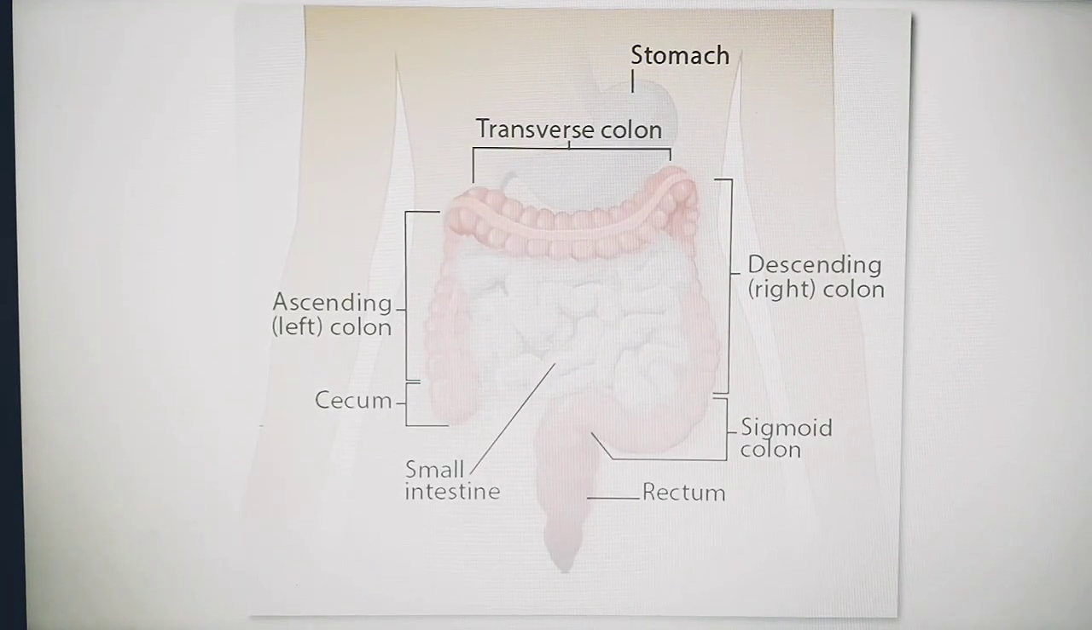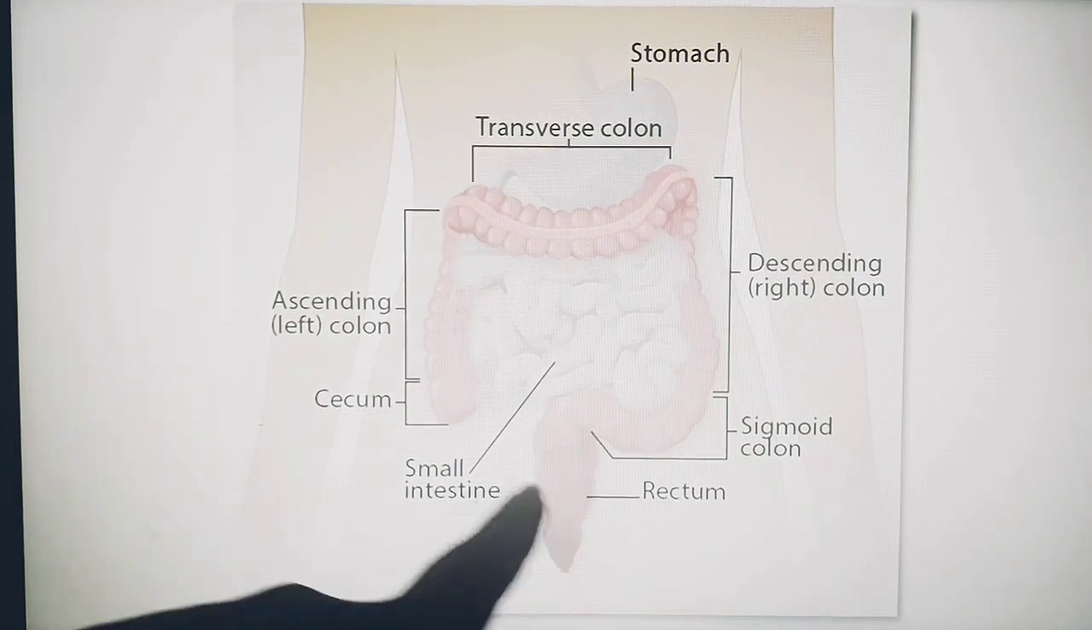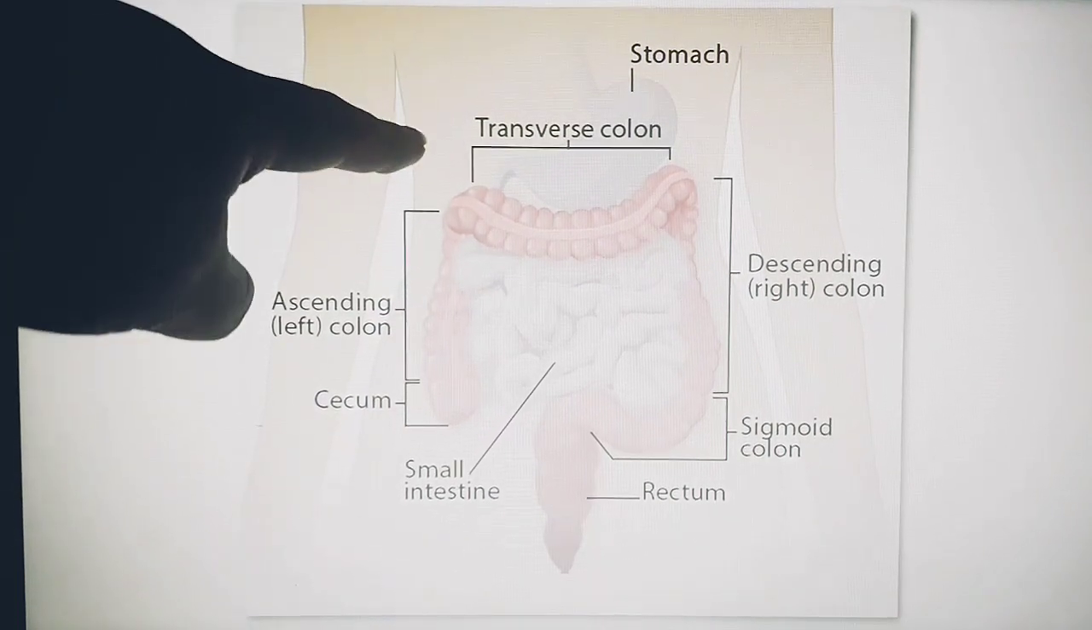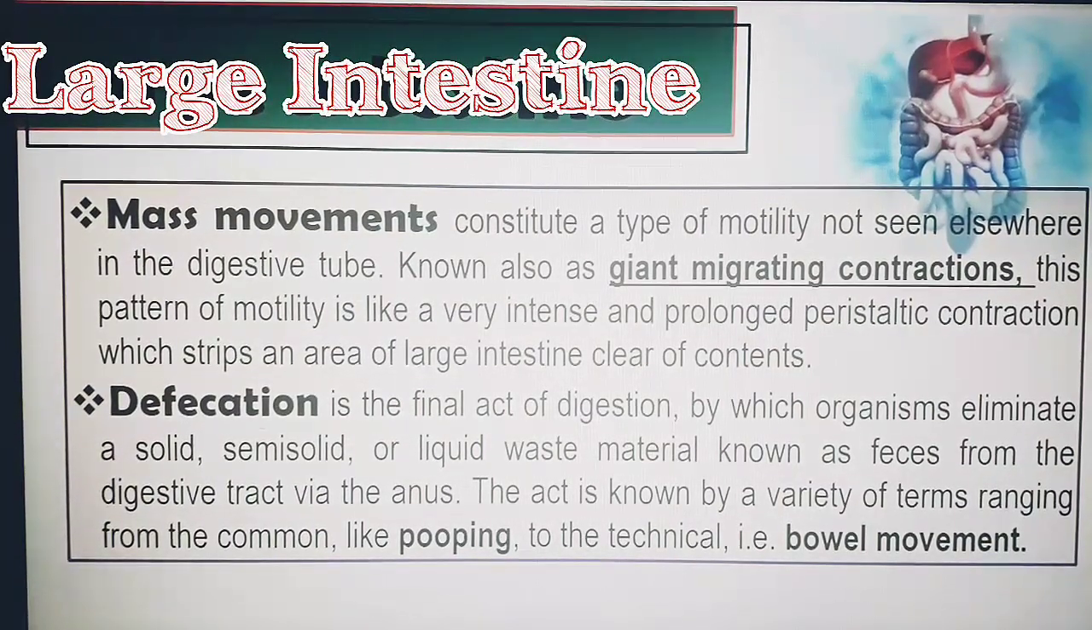So we have the ascending colon, so your cecum, then descending colon, the sigmoid colon, and then your rectum. Here is the transverse colon. Mass movements constitute a type of motility not seen elsewhere in the digestive tube. Known also as giant migrating contractions, this pattern of motility is like a very intense and prolonged peristaltic contraction which strips an area of large intestine clear of contents.